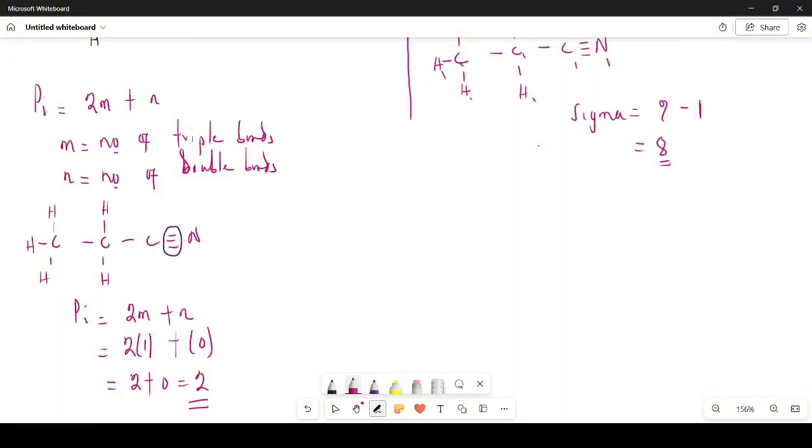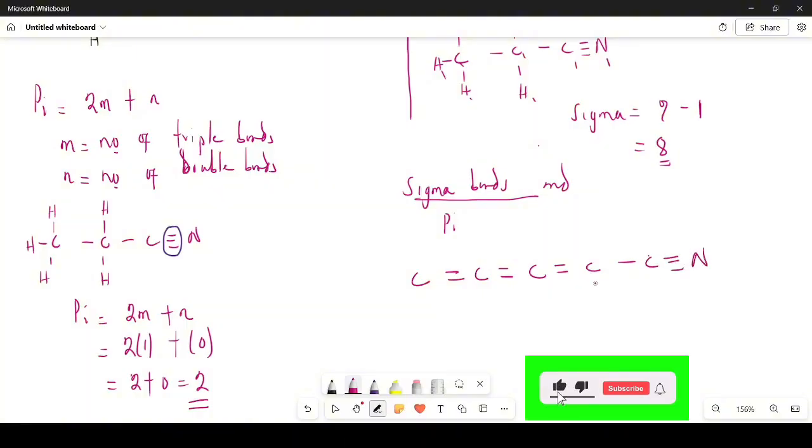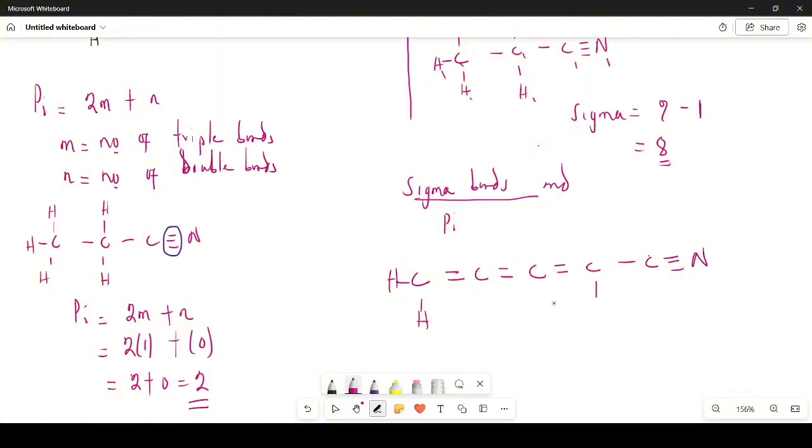All right. Using any method of your choice, I want you to do this for me. Identify the number of sigma bonds and pi bonds in this compound. So identify the number of sigma bonds and pi bonds in this compound.